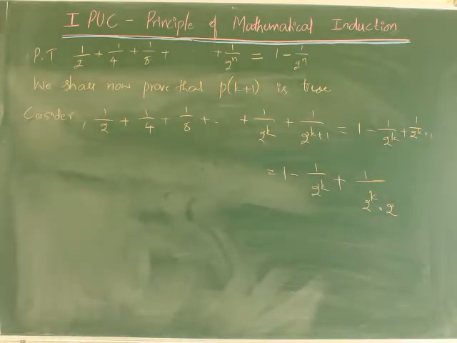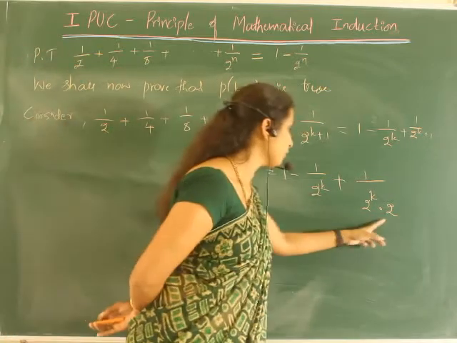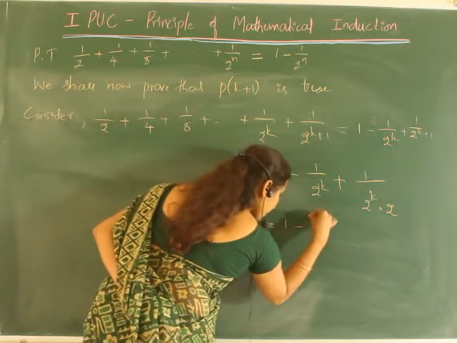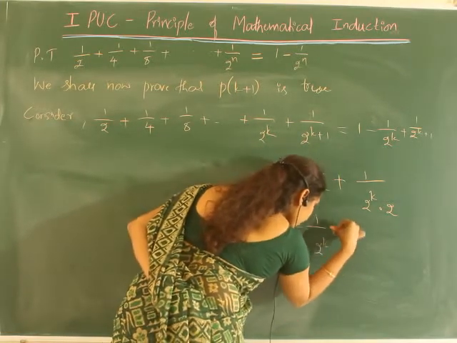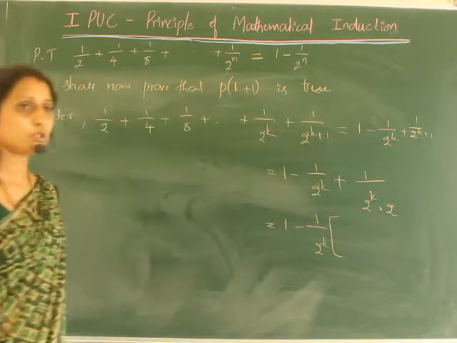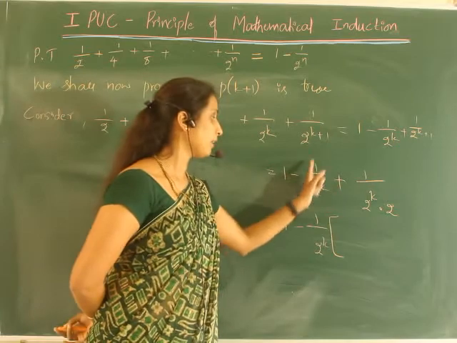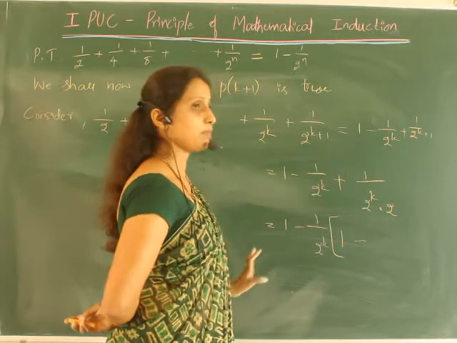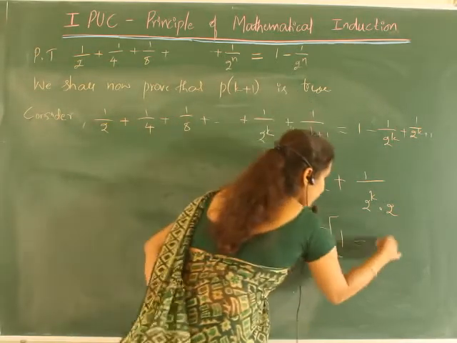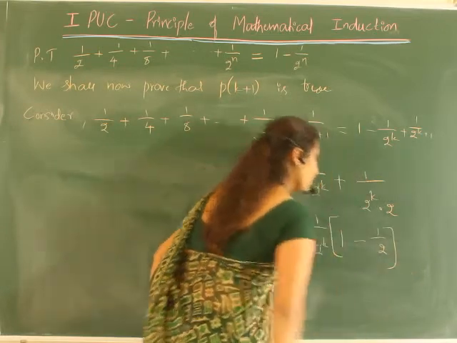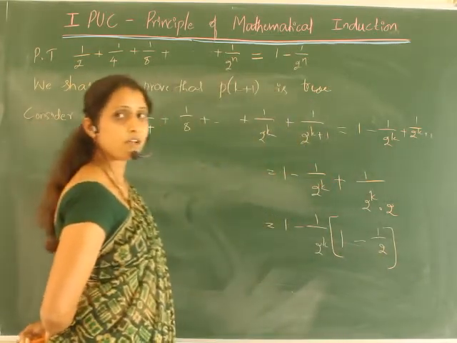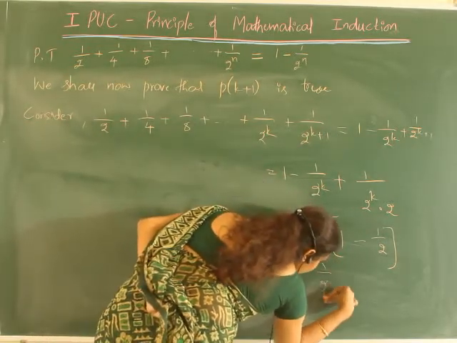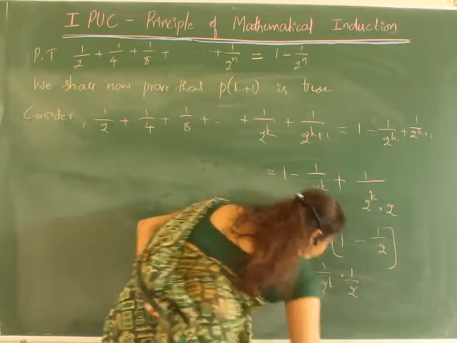So what can we do here? When you compare these two terms, 1 by 2 to the power k is common. What is remaining here? The remaining will be 1. And here minus into minus becomes plus, so the remaining will be 1 by 2. Again, what is 1 minus half? 1 minus half is half again. So this will be 1 minus 1 by 2 power k into 1 by 2.